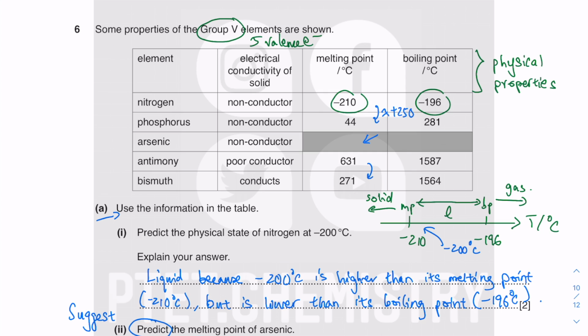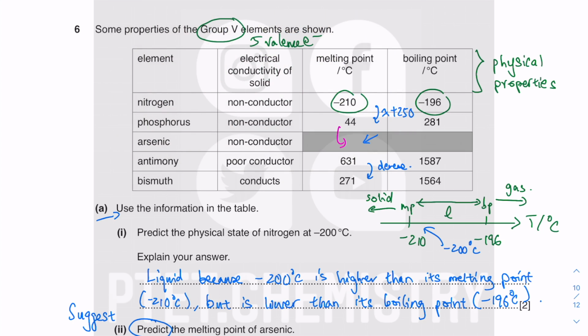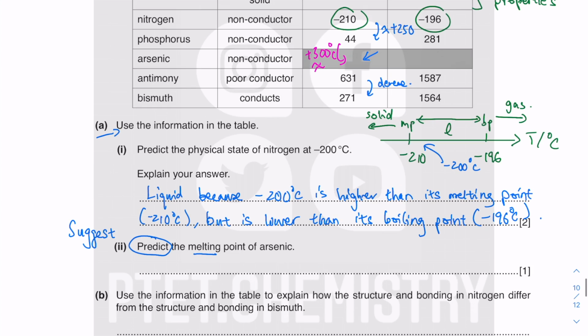From here to here, it decreased. So I guess between 44 and 630, there's around 600 degrees Celsius. If you add 300, so plus 300 should be all right, I guess, somewhere in between, give or take. So somewhere around 350, I would say, 350 degrees Celsius.